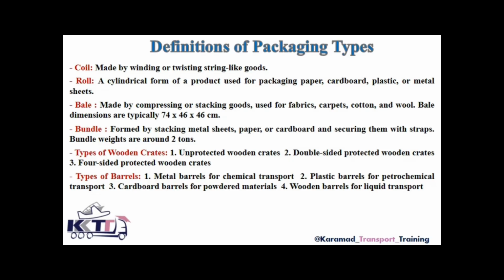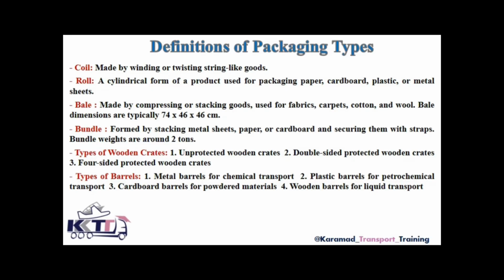A bale is made by compressing or stacking goods and is used for fabrics, carpets, cotton, and wool. The dimensions of a bale are typically 74 by 46 by 46 centimeters. A bundle is formed by stacking metal, paper, or cardboard sheets and securing them with straps. The weight of a bundle is usually around 2 tons. Again, if you recall the image on the previous slide, we saw several iron sheets stacked and secured with a strap. Now we'll get to know the types of wooden crates.